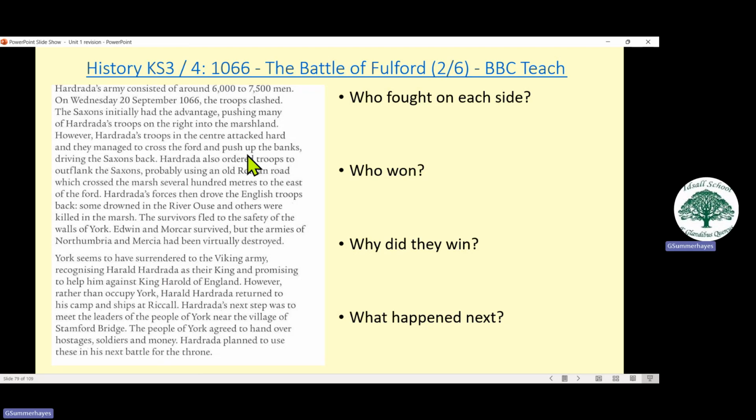So then Hardrada, who is backed by Tostig, goes to York, which surrendered to the Viking army, maybe happily, to be honest, because he was a Viking. And they promised to help him against King Harold. Then Hardrada goes back to his camp and has taken some hostages from York, but is expecting some more, giving them to Harold Hardrada at the camp.